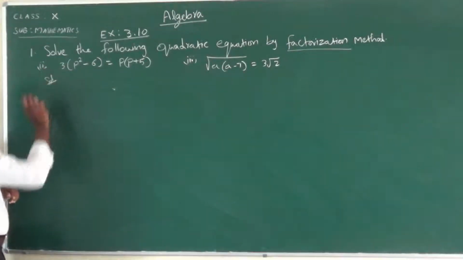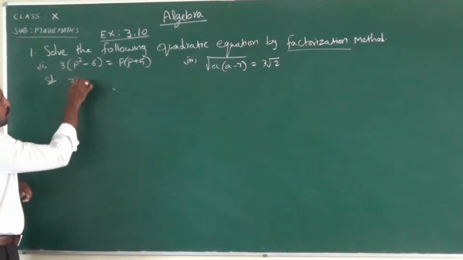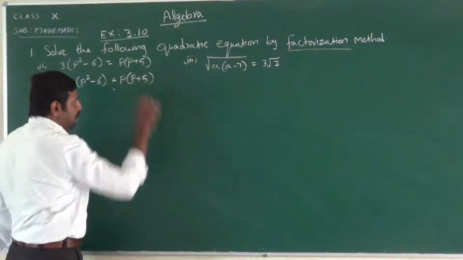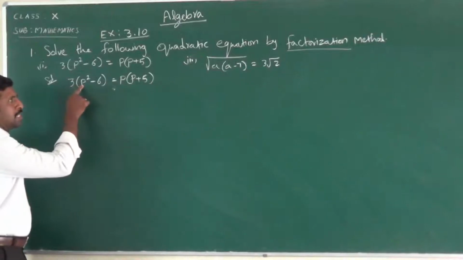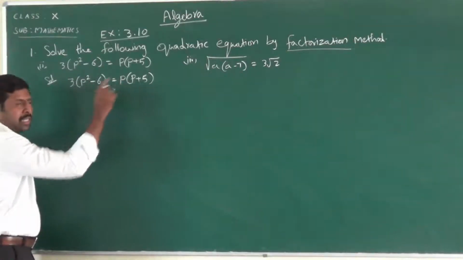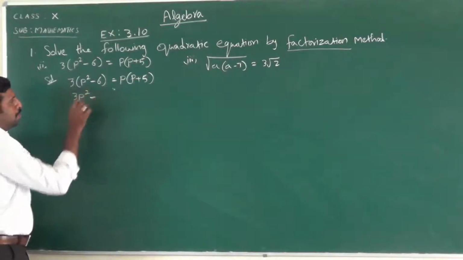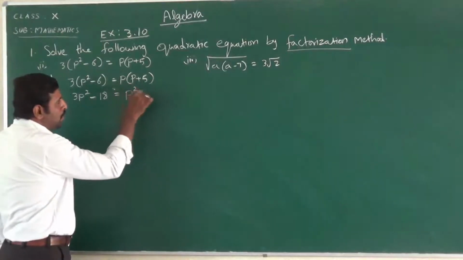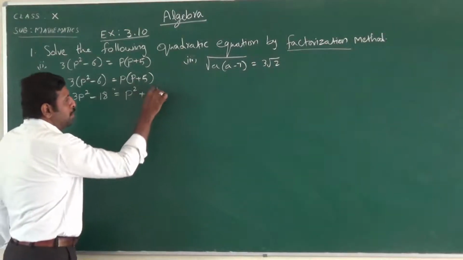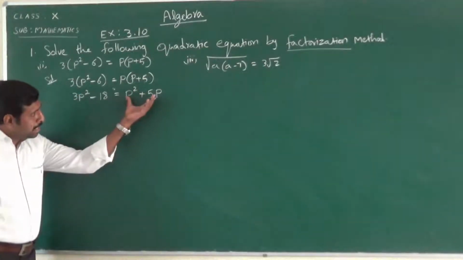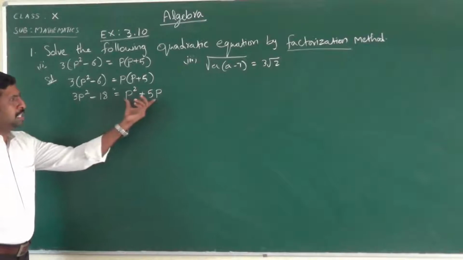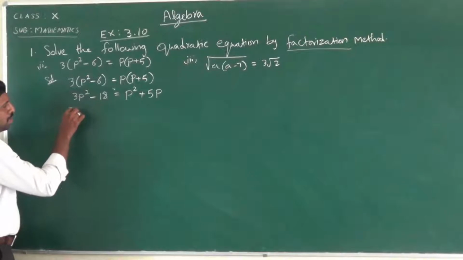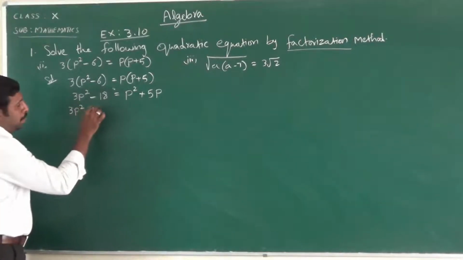Solution, I take the second Roman number here. The given is 3 times (p² - 6) = p into (p + 5). First I multiply the 3 inside, and then p also here. So 3p² - 18 = p² + 5p. And then next I take the whole terms to the LHS side. That is p² + 5p, I take to the LHS side with the sign change, right? That is 3p² - 18.